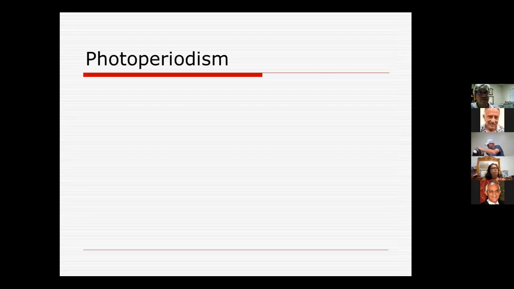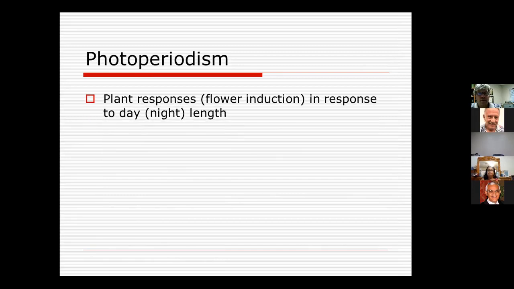Now let's talk a little bit about photoperiods. Photo meaning light. Period is a time frame. So photoperiodism is how light, a period, a length of light affects plant growth. And so these are plant responses, primarily floral induction. That's what we talk about, due to day or technically night length.